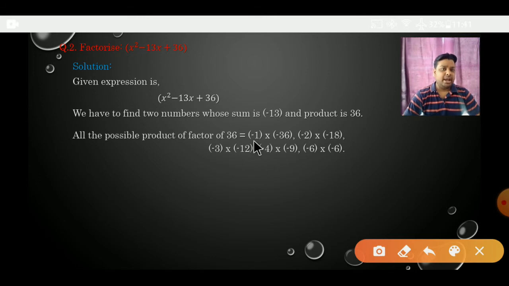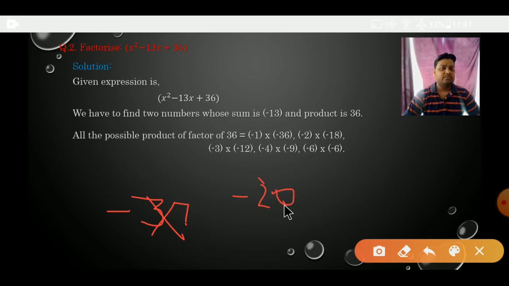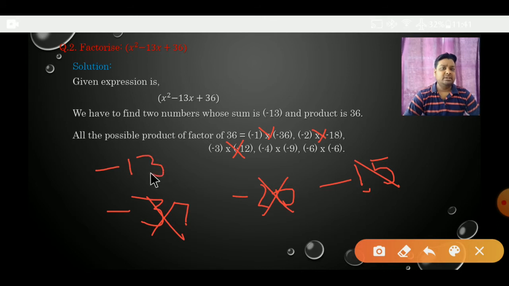If you add minus 1 and minus 36, you will get minus 37. It means it will not work. Now minus 2 minus 18 is minus 20, so it is also not. Now minus 3 minus 12 will be minus 15. So this one will also not work. Now minus 4 minus 9 is minus 13. Yes, it will be. It means we can take this number.